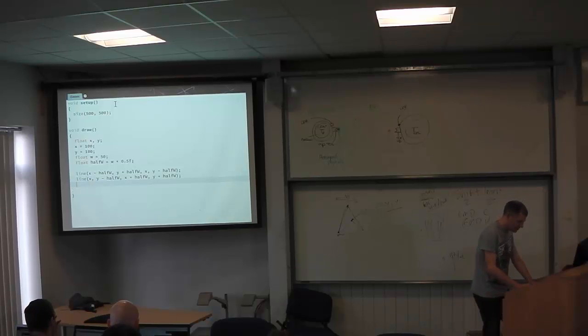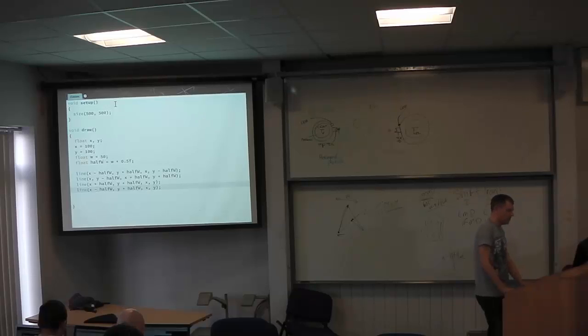And then let's draw the center lines. Line x, comma, y. Hang on, let's think about this for a second. This should be x plus half w, and y plus half w. And then the center is going to be x and y, because that's where we want the center to be. And then we draw our last line, which will be x minus half w and y plus half w, and then x and y.